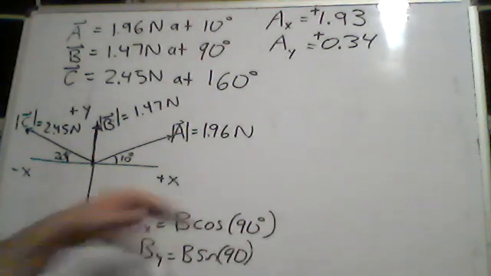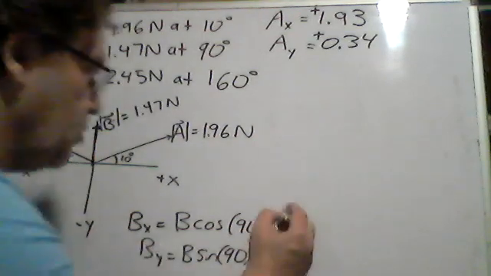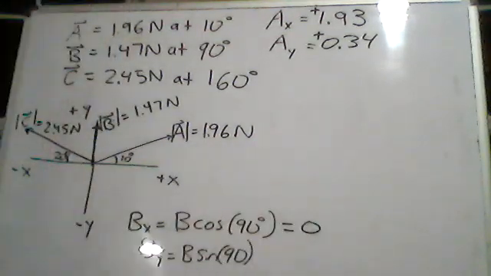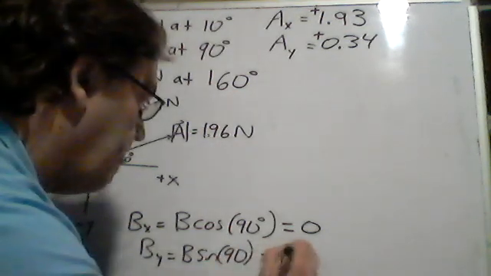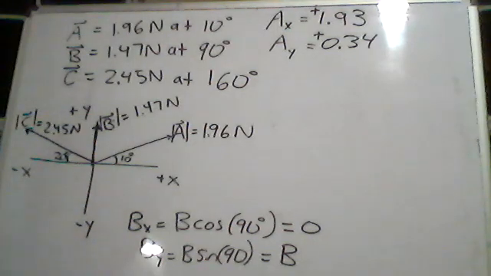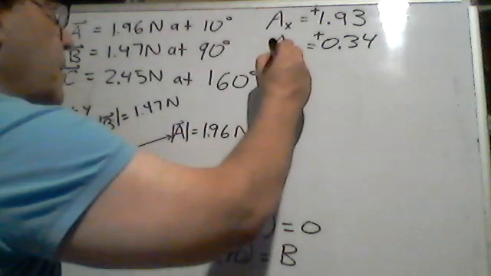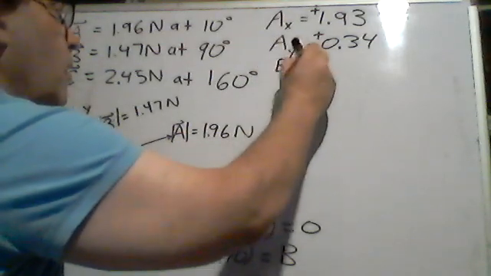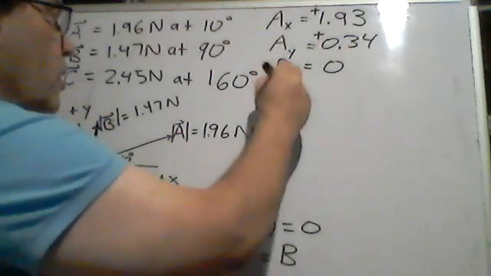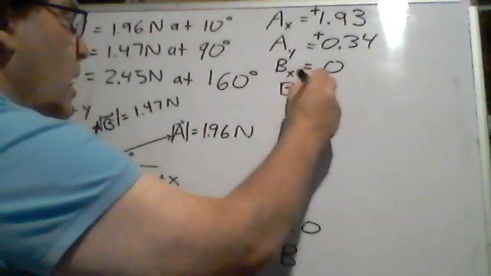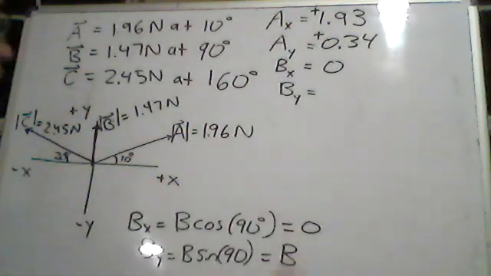There is no B sub x component. I mean, this will be 0. You can just look at the graph and see that. And sine of 90, again, you need to know this for those taking the MCAT. Sine of 90 is 1. So sine of 90 being 1, you just get B. All of the vector is in the y direction. So that's nice. So B sub x is 0. B sub y is just B. The whole thing.